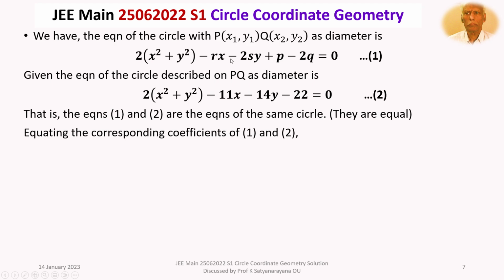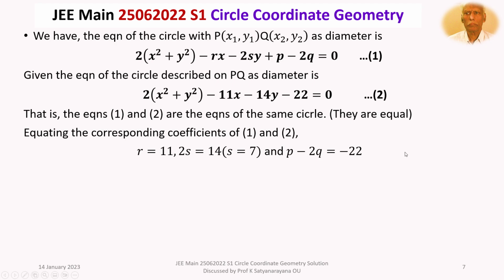In a similar fashion, minus 2s is equal to minus 14, therefore s is equal to 7. And p minus 2q is equal to minus 22. So r is equal to 11, s is equal to 7, and p minus 2q is equal to minus 22.